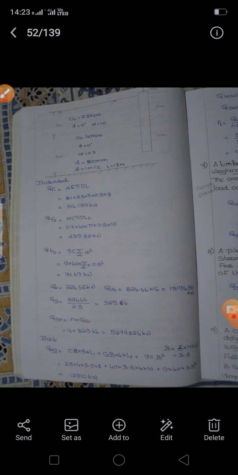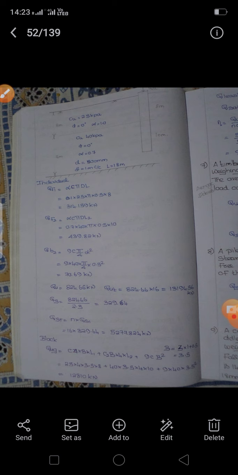First of all, we find out the QF1 skin friction for the upper layer. The formula is alpha C into pi into DL. In the second, QF2 is equal to alpha C into pi into D into L2. You find QF1, you find QF2. After that, we will find QB2, that will be equal to 9C pi by 4 into D square.